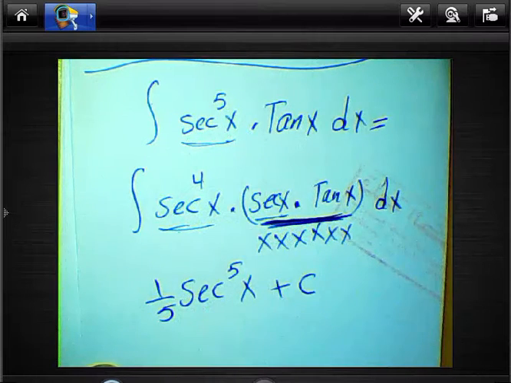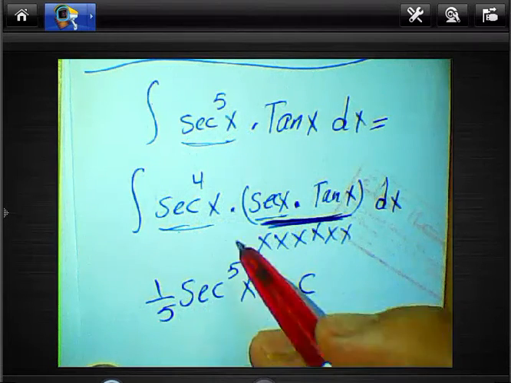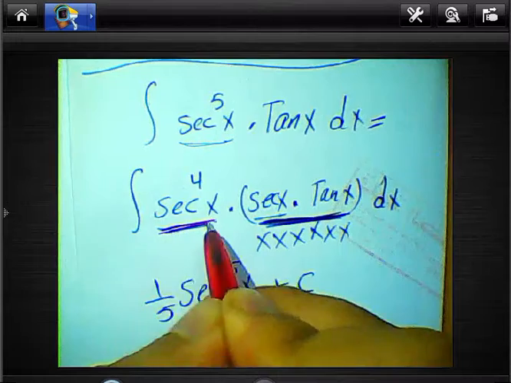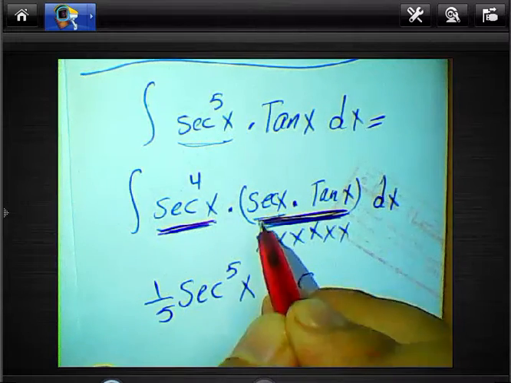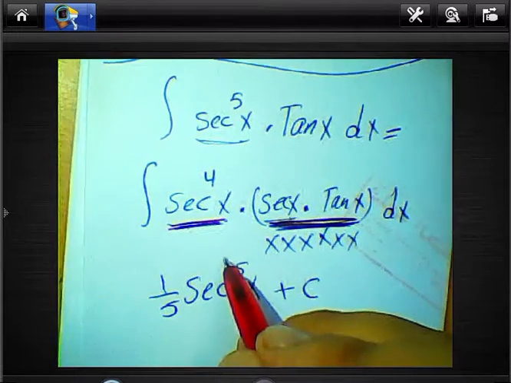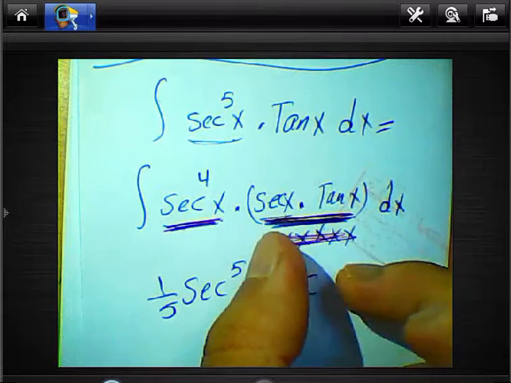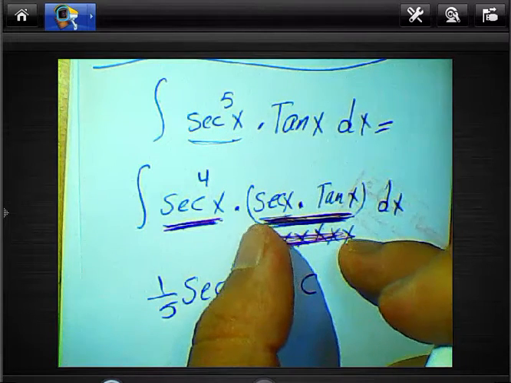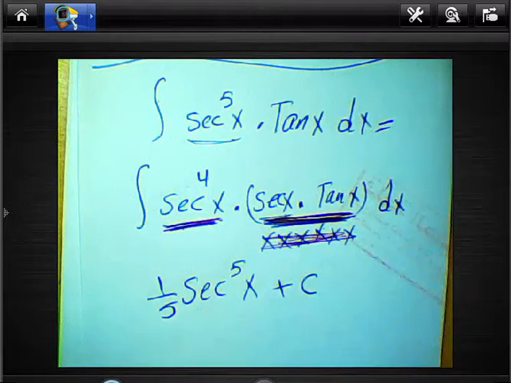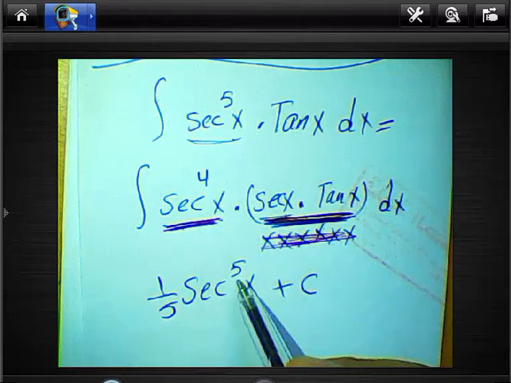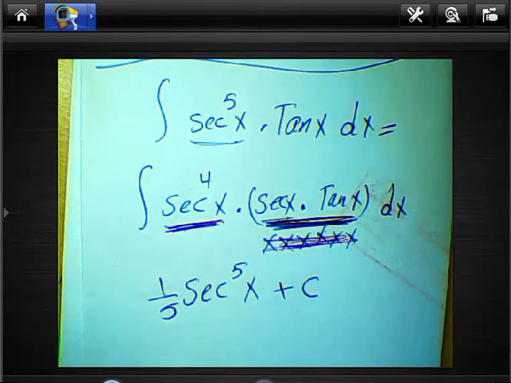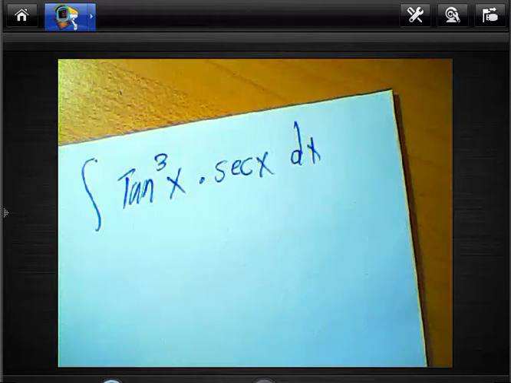Why do this step? Because we know the integration of sec x equals sec x tan x, so we must cancel the integration here. What about this expression? I cancel the derivative. We can cancel the derivative here, add 1 to 4 to get 5, and divide by 5. Since the result will be 1 over 5 sec to the power 5x plus constant. Can you solve this example?